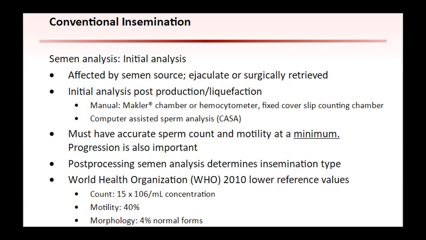Many factors impact insemination in vitro. One of the most important is the original semen analysis on the ejaculate. An accurate sperm count and motility are essential to the following steps involving insemination, as the initial count and motility will determine the type of insemination that is done in vitro. These steps are determined by an analysis which uses a counting chamber to evaluate concentration and motility, as well as morphology slides to determine the amount of normal forms. The lower reference values according to the World Health Organization are shown here.